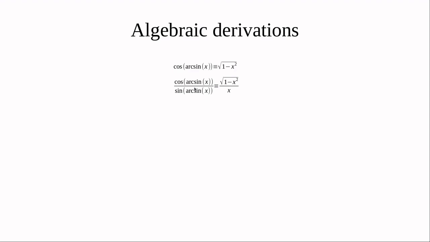But cos of something divided by sine of something is cot of something, or I suppose 1 over tan of something. So cot arcsine x is equivalent to the square root of 1 minus x squared over x. And of course, just take the reciprocal of both sides and boom! Tan of arcsine x is equivalent to x over the square root of 1 minus x squared. Delicious.